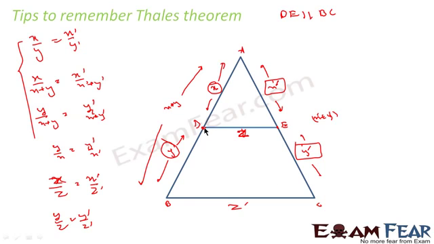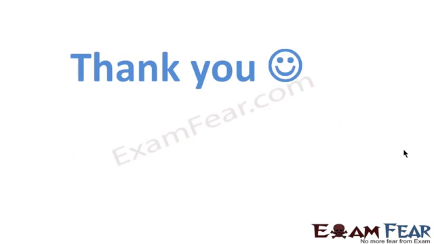Just remember, this D divides the line. The real form of Thales' theorem is this only. You have this line AB, D divides it into two parts X and Y. E divides AC into X' and Y'. So X by Y is equal to X' by Y'. That's the real form of Thales' theorem. Plus, all these are also true. Correct? Thank you.